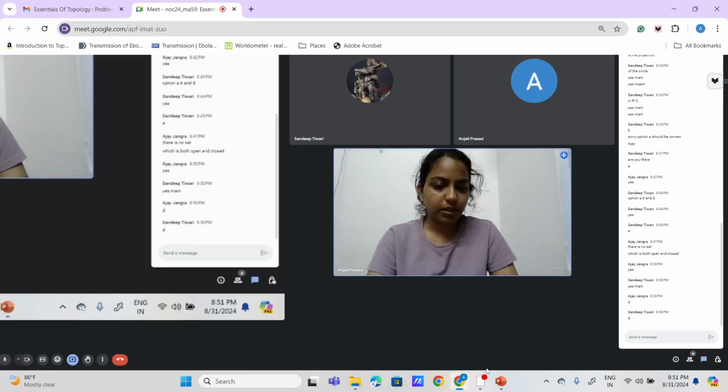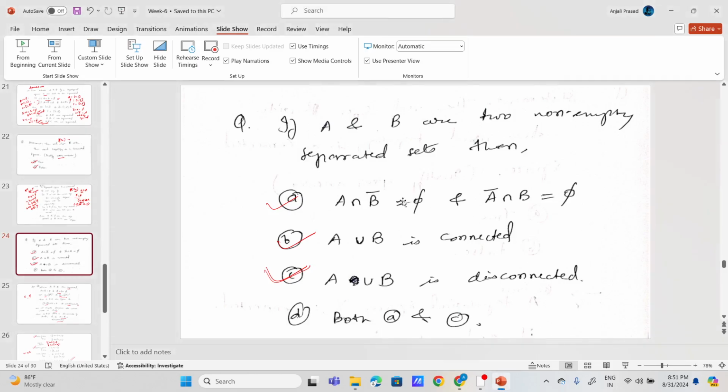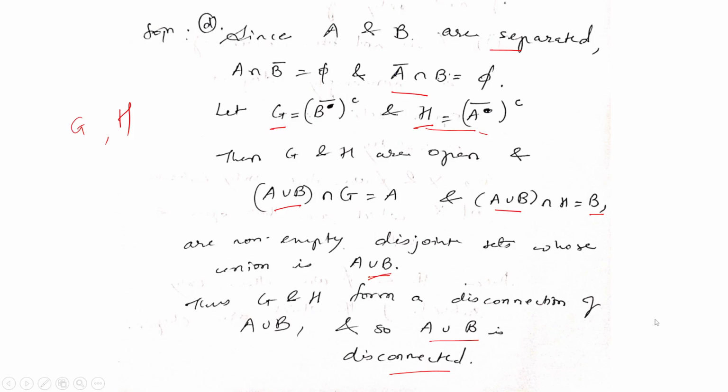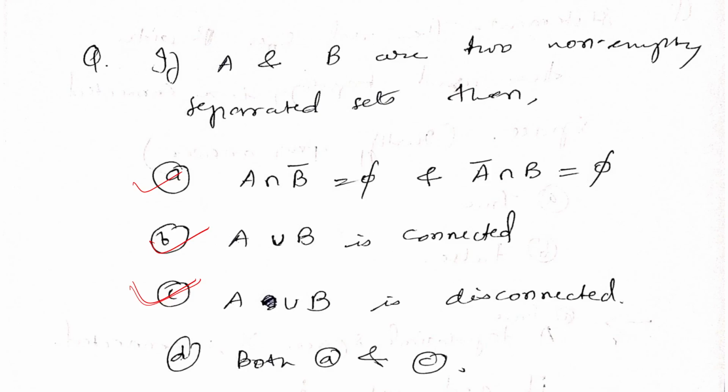So you are saying that option D is correct. So yes, the correct option is D, that is both A and C. Because by the definition itself, if it is separated sets, then A intersection B closure is empty and A closure intersection B is empty, right? Next thing, A union B is disconnected, right?